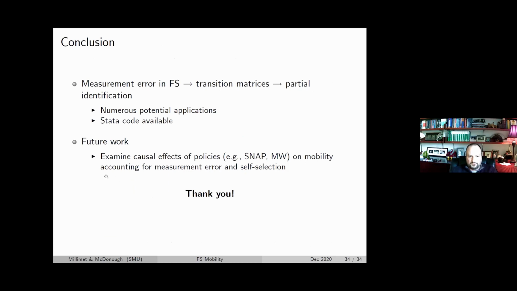And where we're going with future work is to look at the causal effect of state policies like SNAP or state-level minimum wages, to see how that affects intergenerational mobility, accounting for measurement error in mobility and the endogeneity of these state policies. And I will stop there.